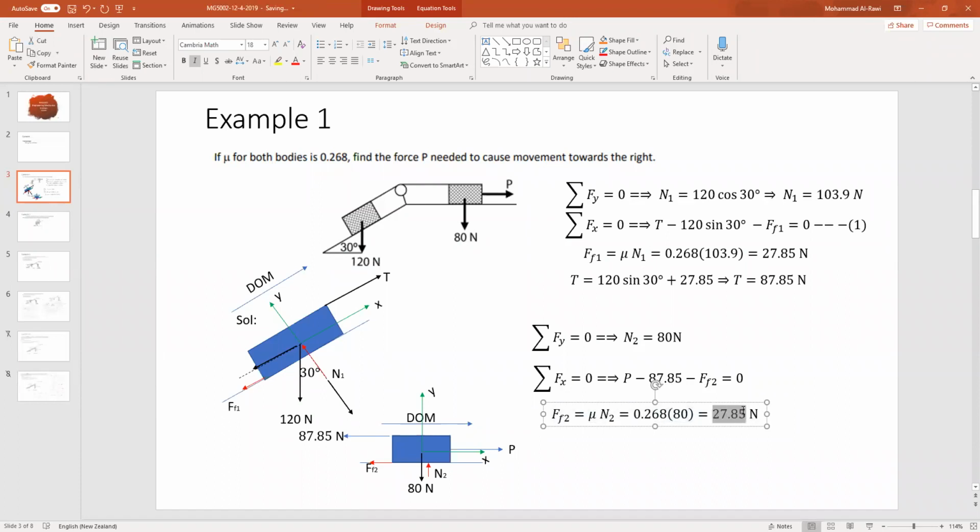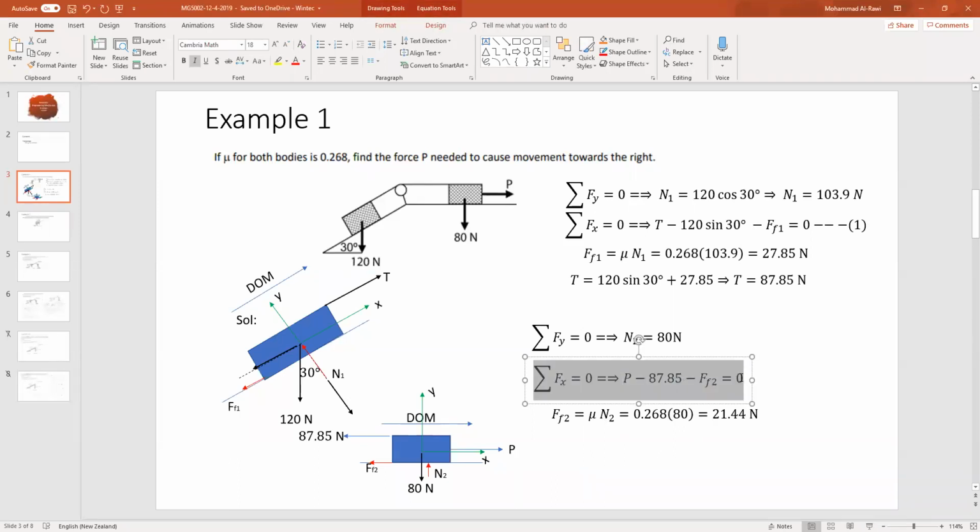So what's the answer here? Can you get me the answer for that? So just multiply 80 times 0.268. 21.44. Perfect. Newtons. Perfect. All right. So now since we determined the FF2, then I can reuse this equation again by substituting the values.